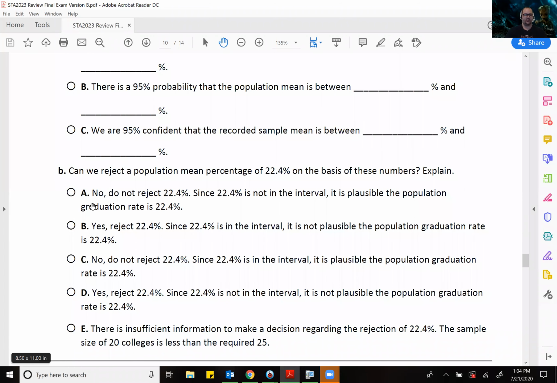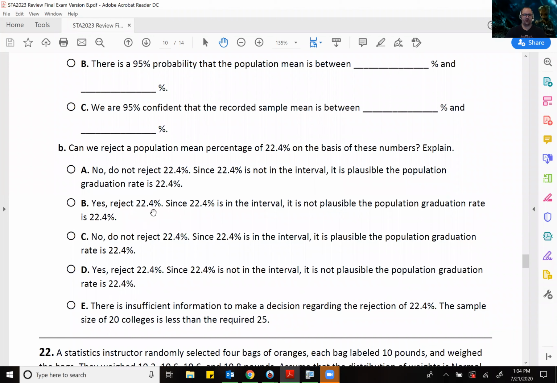So let's take a look. It says, yes, reject the 22.4. Since 22.4 isn't in it, well, that's not true. So we know it's not B then, so it must be D. Okay?